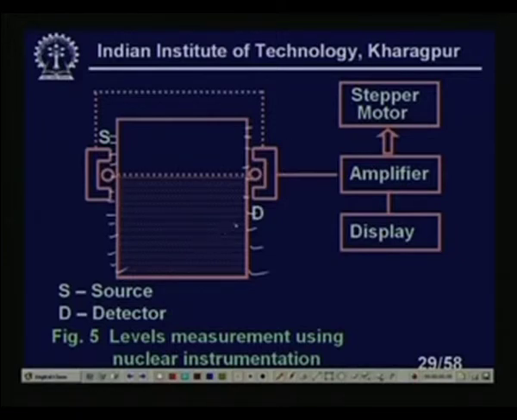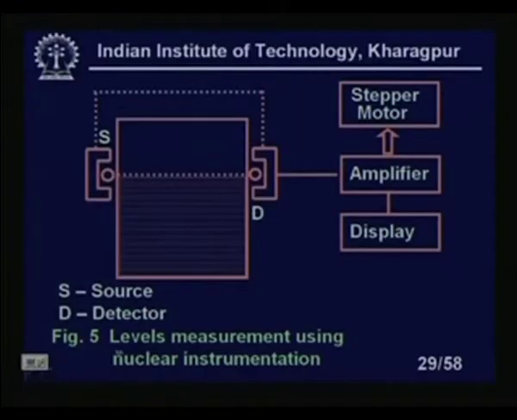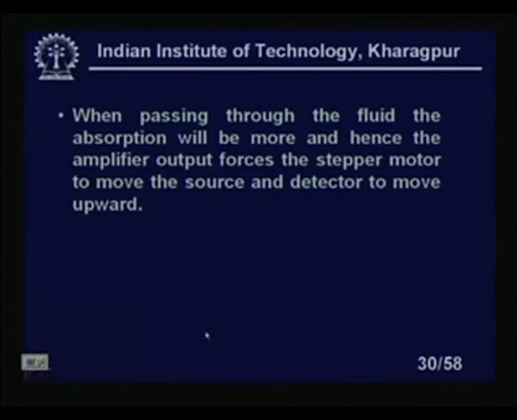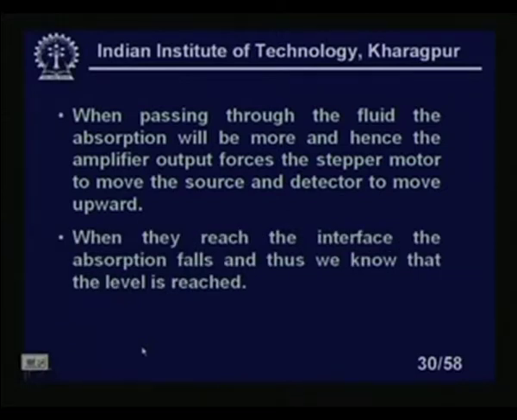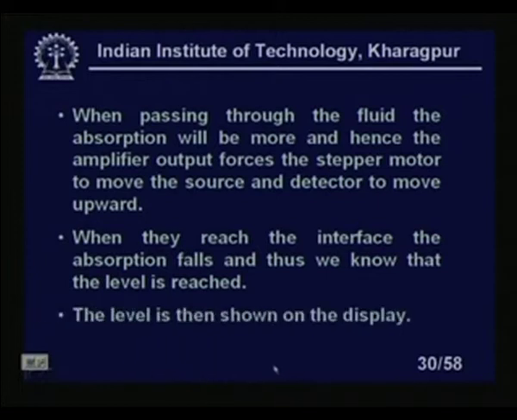As long as absorption is high, it will always move up, step by step. Even though it is not very continuous, it will work, right. So, at this point I can measure it and tell the level of the liquid inside this vessel, which is sealed, so we cannot see it from outside. When they reach the interface, the absorption falls, and thus we know the level is reached. The level is then shown on the display, right.